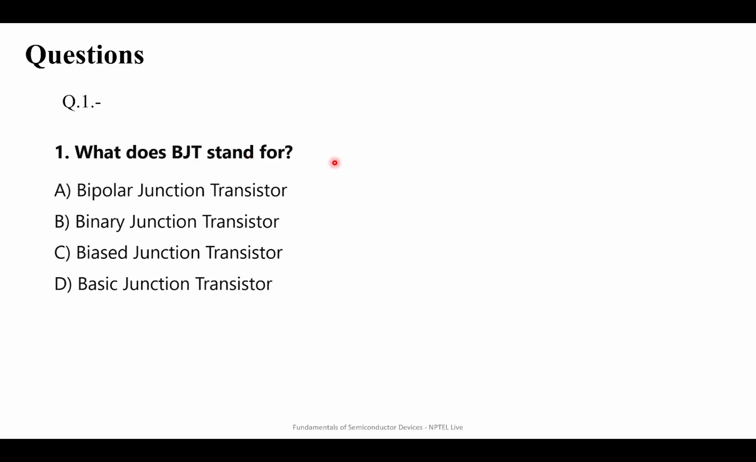So the first question is, what does BJT stand for? A. Bipolar junction transistor, B. binary junction transistor, C. bias junction transistor, and D. basic junction transistor. So the answer is A, bipolar junction transistor.